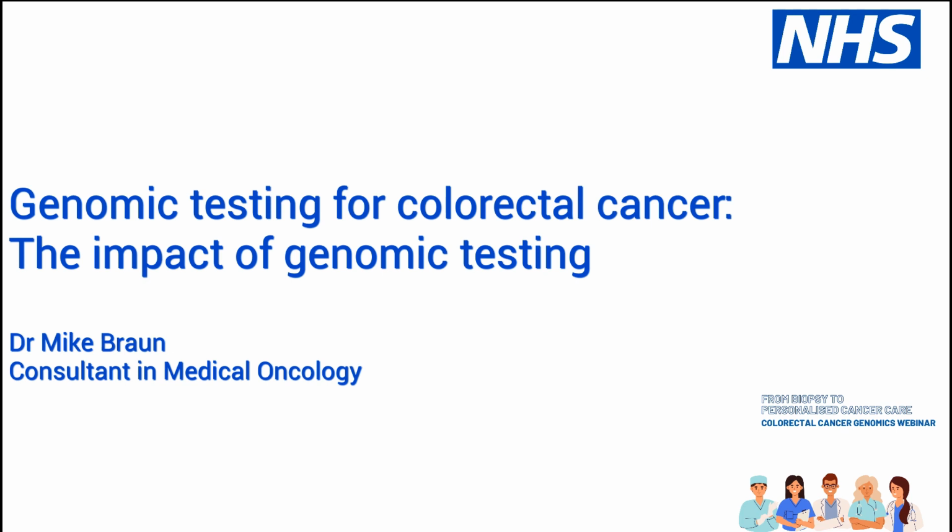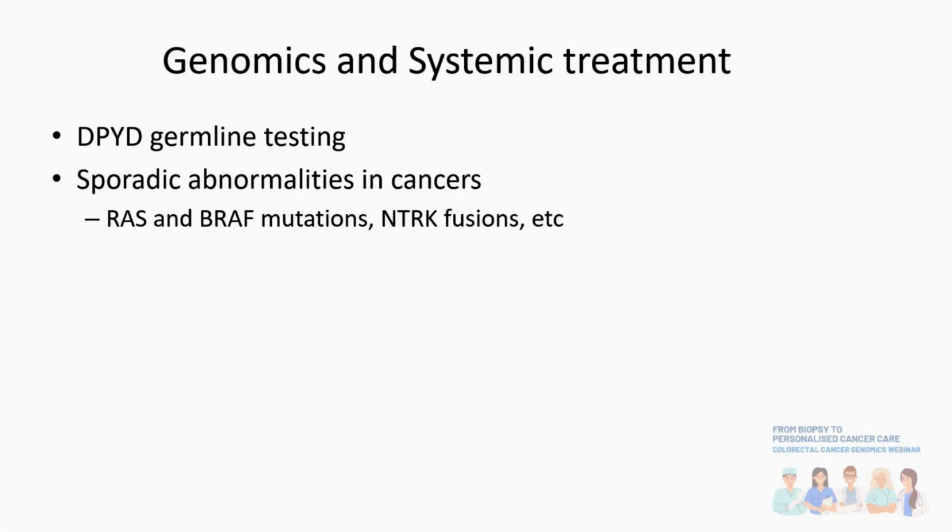So we'll now move on to the second part of the discussion about the impacts of genomic testing. This is now really focusing on the impacts of genomic testing with systemic treatment. The main areas I've highlighted here: there's germline testing, which currently is limited to looking at a specific gene called DPYD, and I'll go into the implications of that over the next few slides.